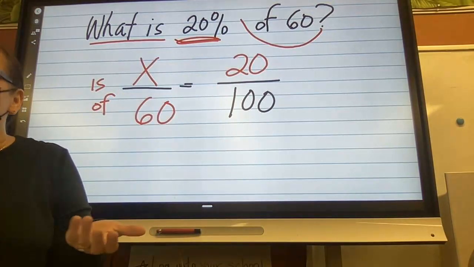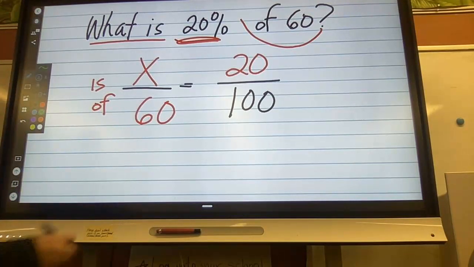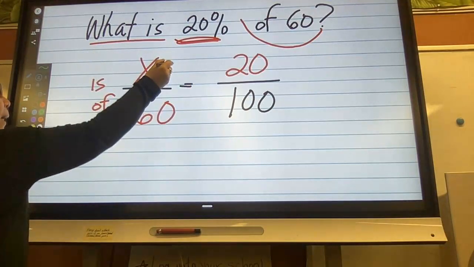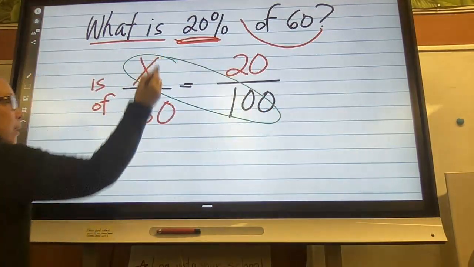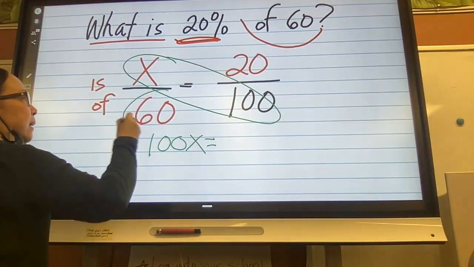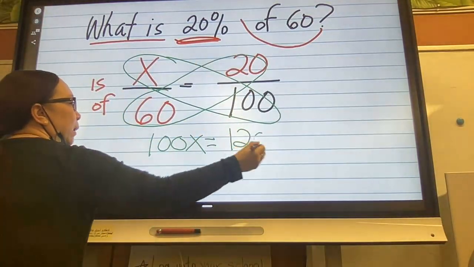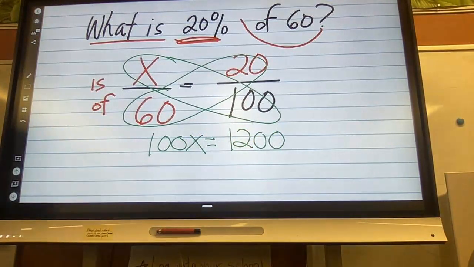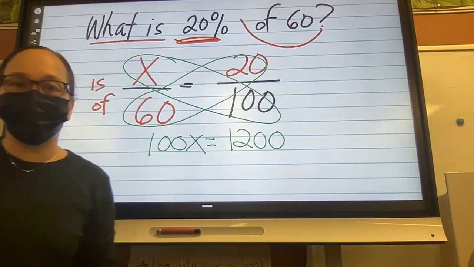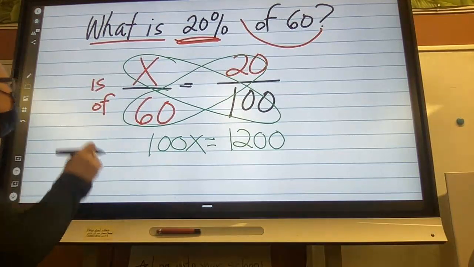The next step we do is cross multiply, and then we divide. So let's cross multiply. We always start where the x is. So x times 100 gives you 100x, and then 60 times 20 gives you 1,200. What's the next step we do here? After we have this, what's our next step? You divide both sides by 100.